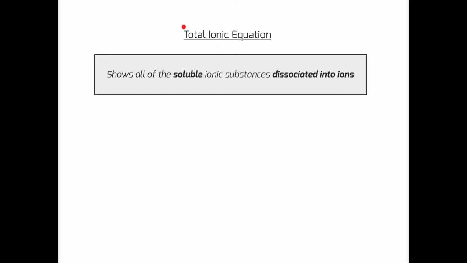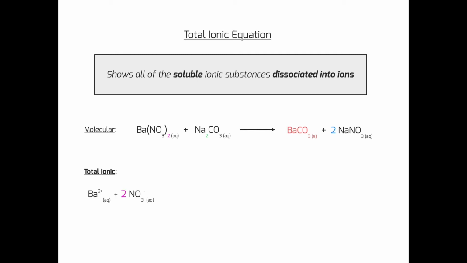Now let's look at the total ionic equation. The total ionic equation shows all of the soluble ionic substances dissociated into ions. So our molecular equation looked like this, right? All of our compounds were intact. None of them were dissociated into ions. For the total ionic equation, anything that dissociates into ions, we have to write as ions in our total ionic equation. So because barium nitrate is aqueous, it's going to dissociate, which means that we have our barium ion, which is a 2+ ion, and we have 2 NO3- ions.